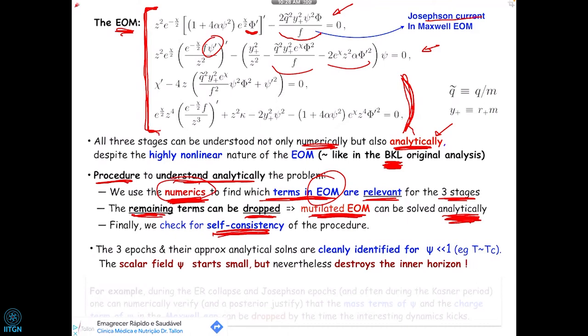I should also say that the three epochs that I described briefly in the previous slide and the approximated analytical solutions that I will describe are more cleanly identified when the scalar field is very small. Scalar field very small means, if you remember, that we are near the onset of the instability, right? At the onset of the instability, phi is precisely zero, the scalar field vanishes.